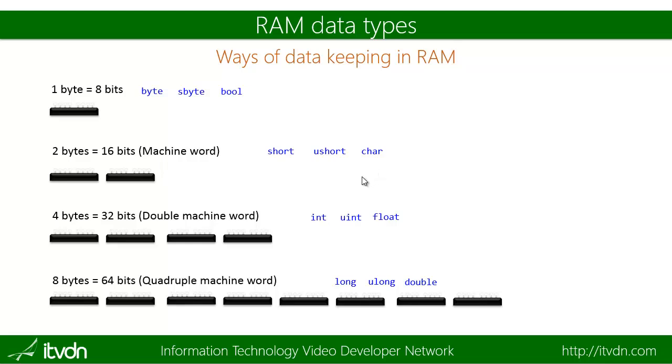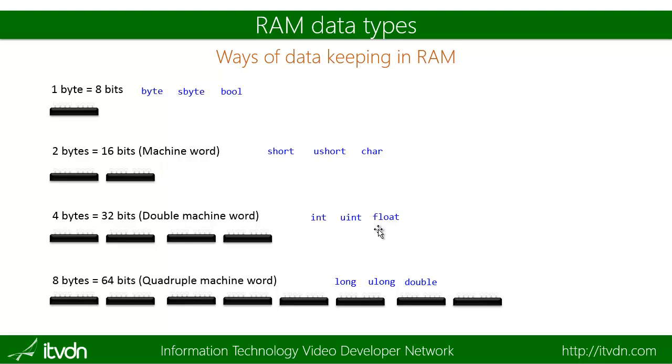Char, you remember, is for keeping characters. Yeah? A, you can keep B, you can keep C, and so on and so forth. 4 bytes or 32 bits, also called double machine word, is an integer type. Int can hold negative and positive, and uint, unsigned integer, is just for numbers.